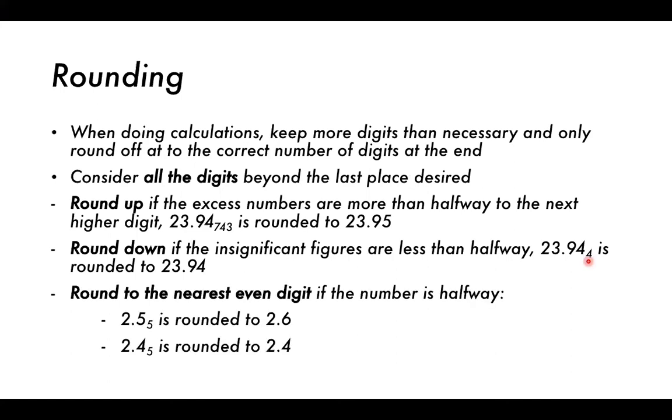Now, if we are exactly halfway between a number, we round to the nearest even digit. So for example, 2.55 is rounded to 2.6 because it is halfway, and then the next even digit is going to be 6, so 2.6. And then 2.45 is going to be rounded to 2.4, because the next digit would be 2.5, which is odd, so we round to the nearest even digit, so that's going to be 2.4.